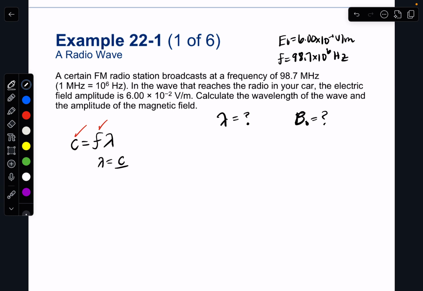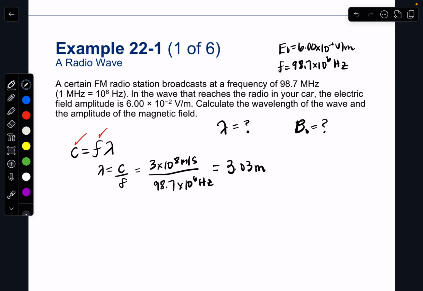So it's going to be c over f, which is 3 times 10 to the 8 meters per second over 98.7 times 10 to the 6 hertz. And that gives us, let me get my calculator up, a wavelength of roughly 3 meters. Okay, 3.04 meters.